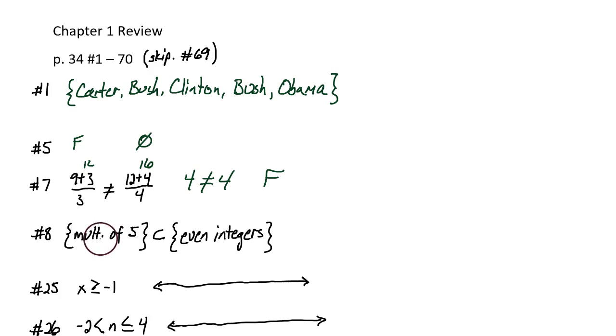Number 8, is the set containing multiples of 5 a subset of the even integers? To be a subset of the even integers, every element in this set must be an even integer. So let's consider some of the multiples of 5. 5 times 1 is 5, 5 times 2 is 10, then 15, and so on. Are all of these numbers even integers? The answer is no, so this is false.